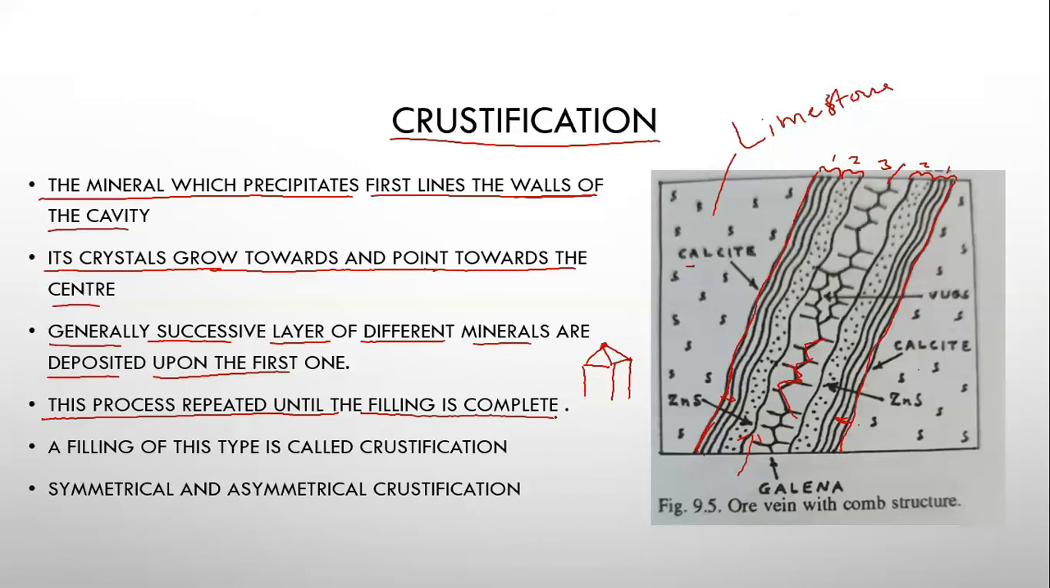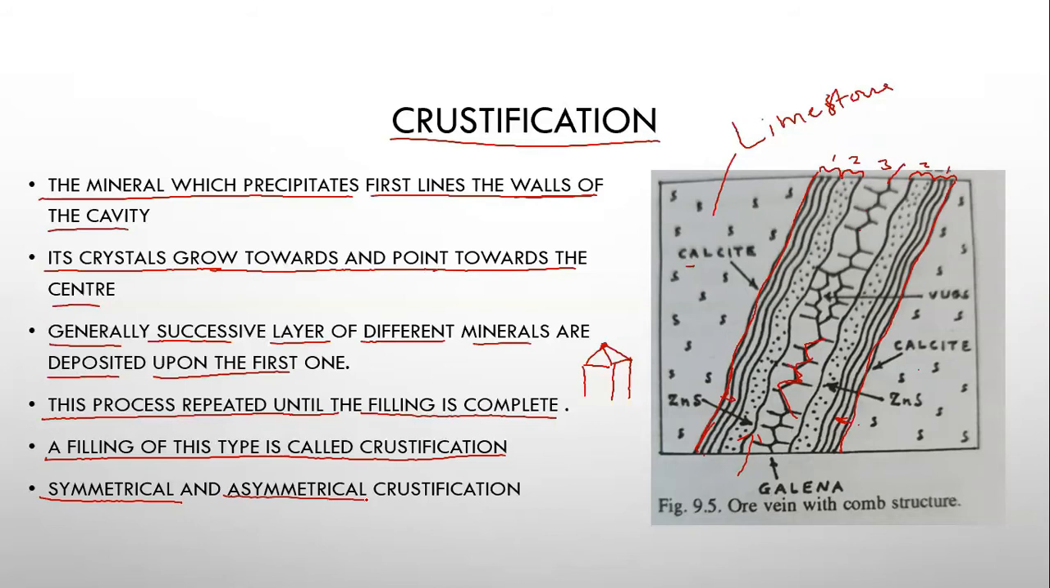The solution should precipitate wholly and crystallize fully. After that, when the solution has precipitated wholly, there will not be any liquid in that particular vein or fissure. This filling is called crustification, or this type of precipitation or solidification is nothing but crustification. And there are two types: symmetrical crystallization and asymmetrical crystallization.